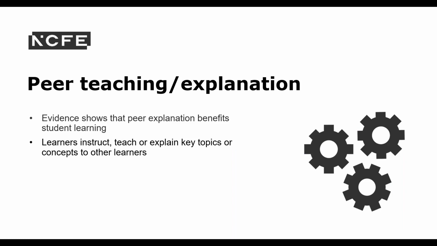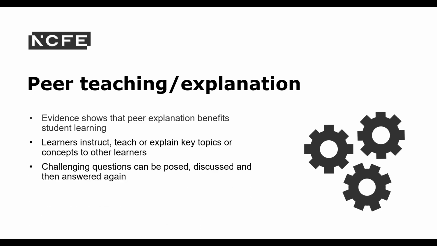A large body of evidence shows that peer explanation benefits students' learning. In short, peer teaching or explanation occurs when learners, by design, teach or explain key concepts or topics to other learners. Peer teaching is one of the best ways to master a particular subject. It is a method of teaching where the learner instructs another learner, wherein the former will be the expert and the latter the novice.